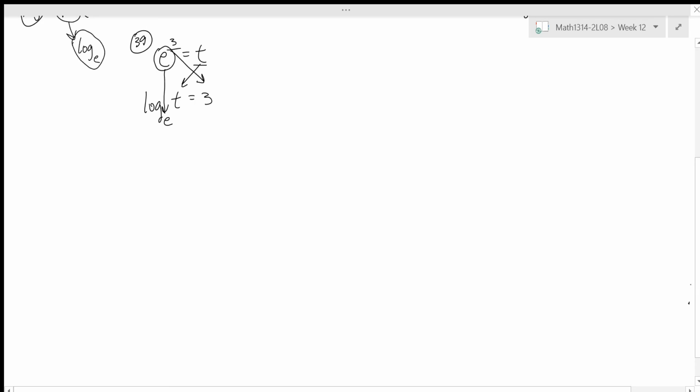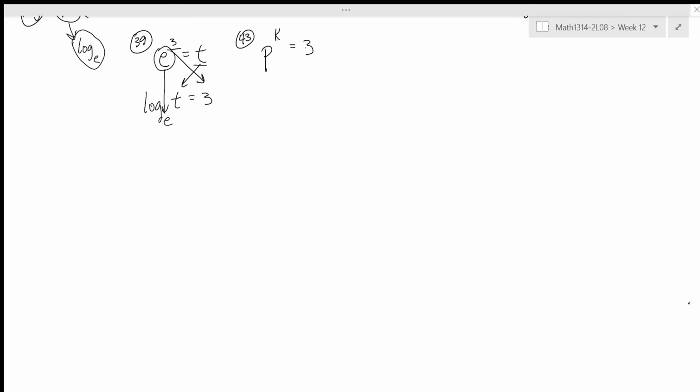Okay, can we do another one? I'd like to do number 43. P to the k equals 3. And I want to convert that equation into logarithmic form.